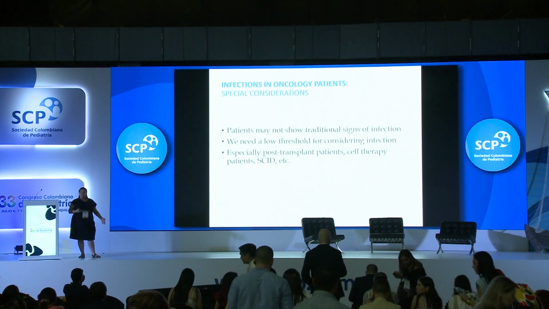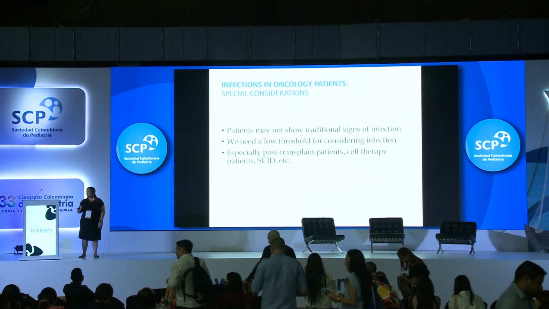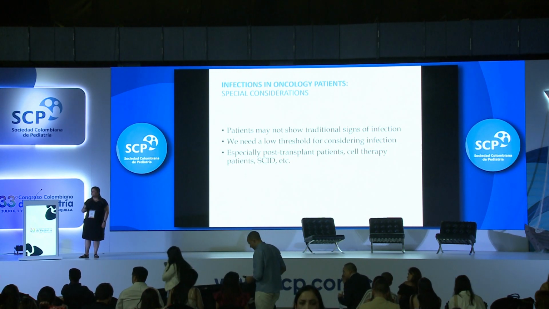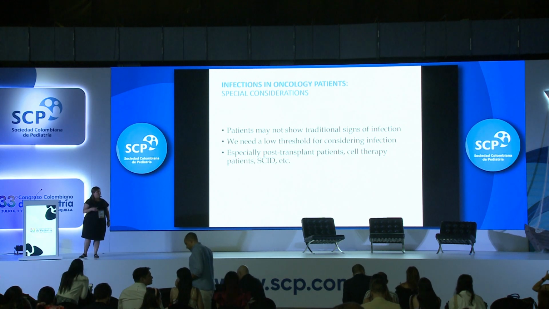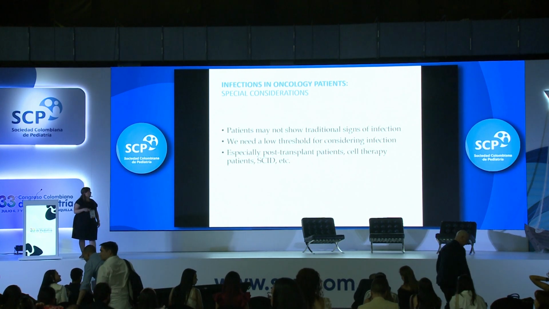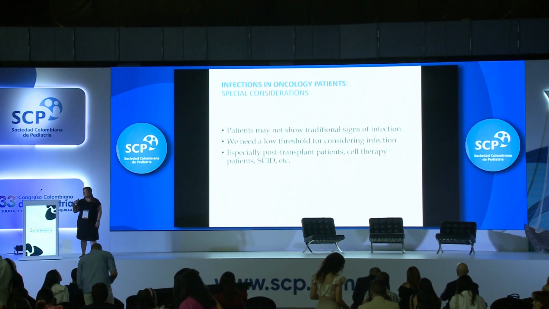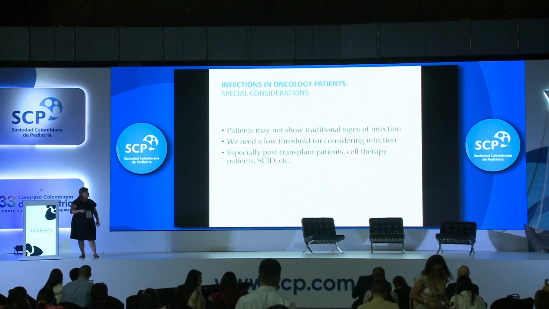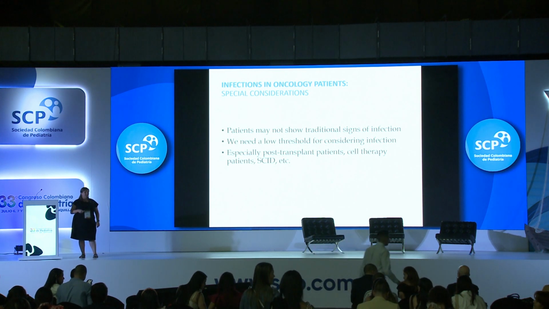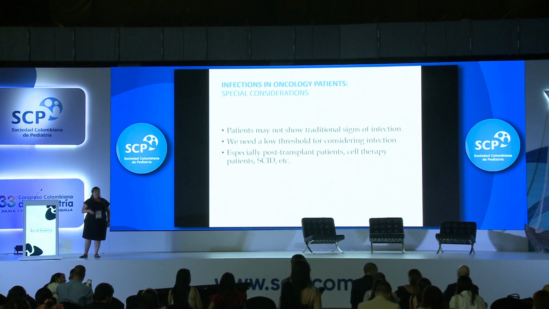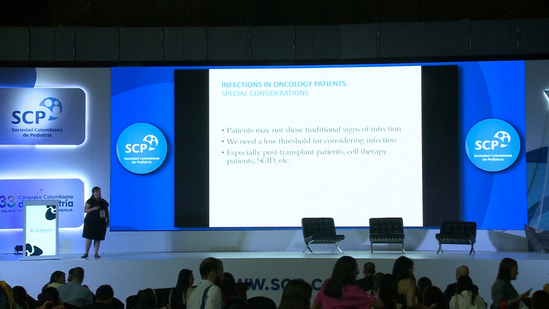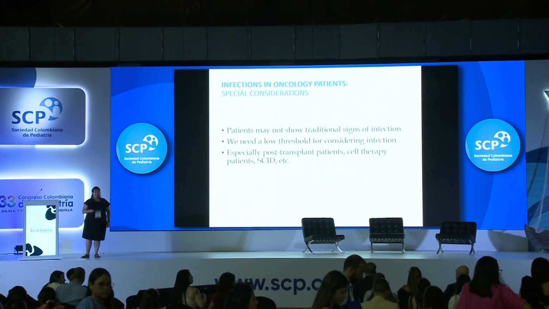So we have special considerations for our patients who have cancer or are suspected to have cancer. Specifically, patients may not show signs of infection the way that patients traditionally do when they're not immunocompromised. We have a very low threshold for considering infection, and it's one of the things that is always at the top of our mind. And this is especially true for patients who are very immunocompromised. So our patients who have undergone stem cell transplant, patients who have received cell therapy, patients with certain hematologic malignancies, and then also patients with immunodeficiencies such as SCID patients or other primary immune deficiency.